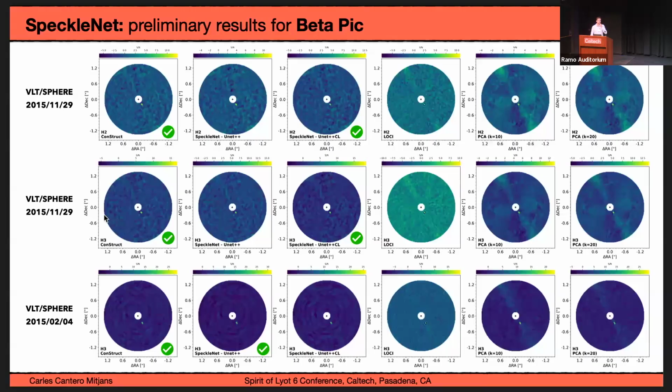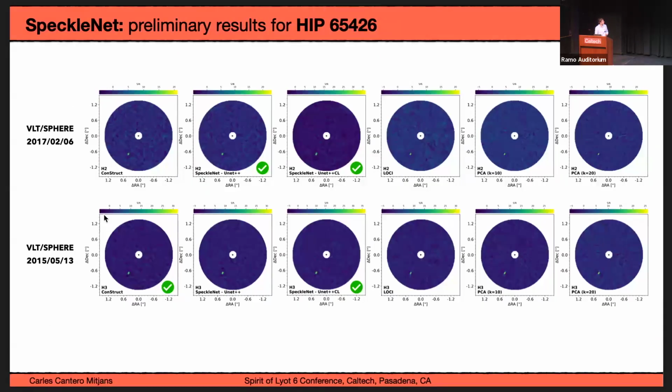There is something important to highlight here: for the beta pic, you can see that SpeckleNet is not modeling the disk as properly as PCA. There is no disk there. This is something we expected, because in our data we are not proposing data from disks. So this is something we have to improve. Okay? This is another result for this system.